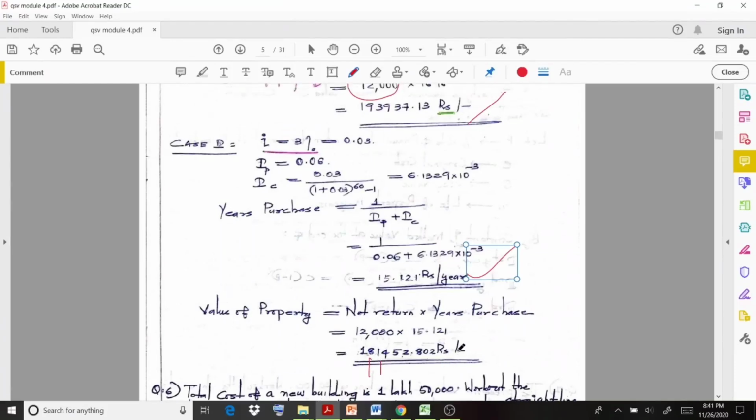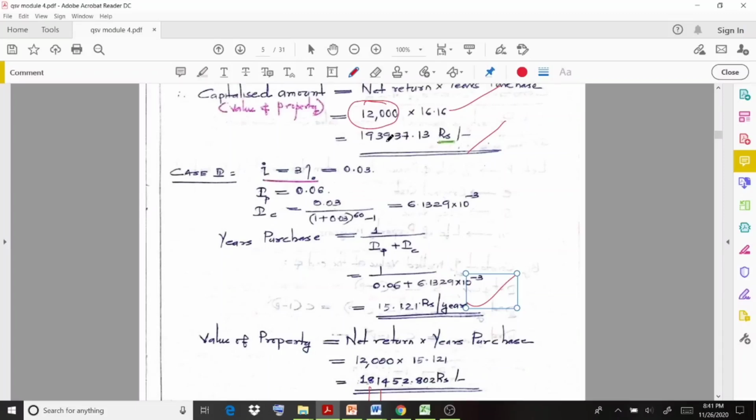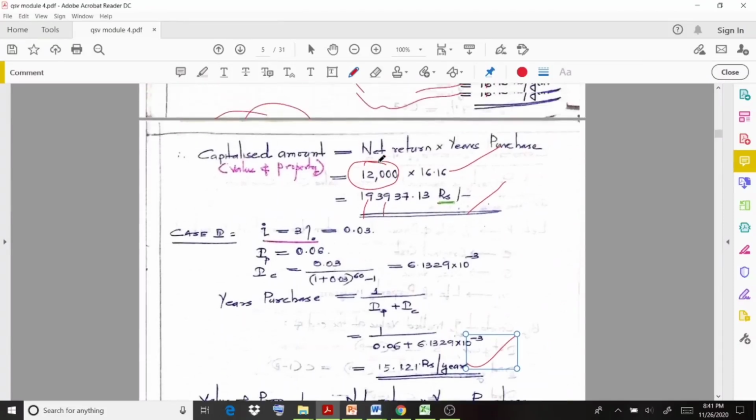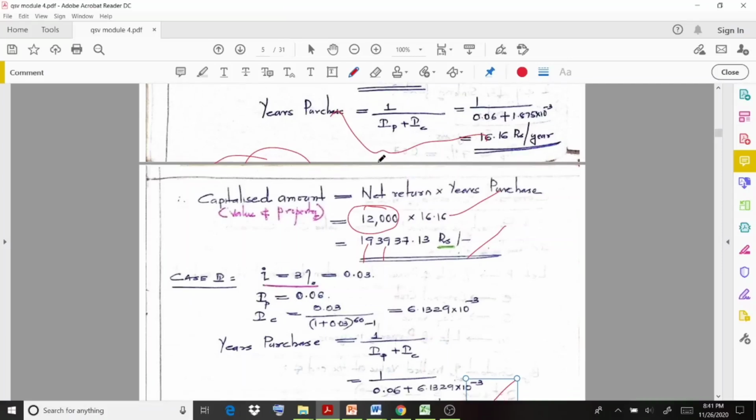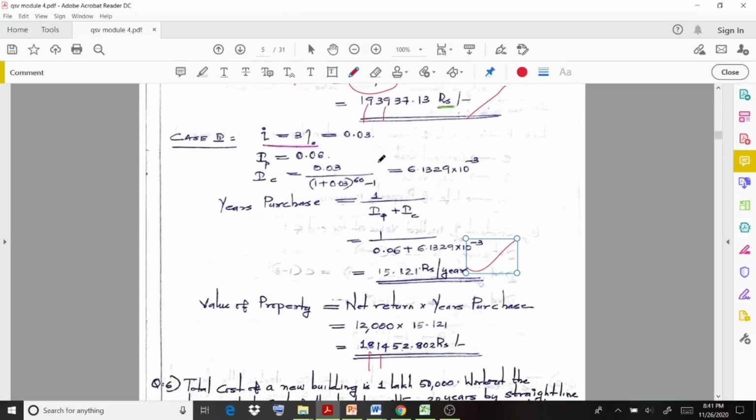In this case, what was the value we got before? It was 1,93,000. The rate of interest is also very high, 6% in that case. Here, if the rate is reduced, the value of the property also gets reduced.